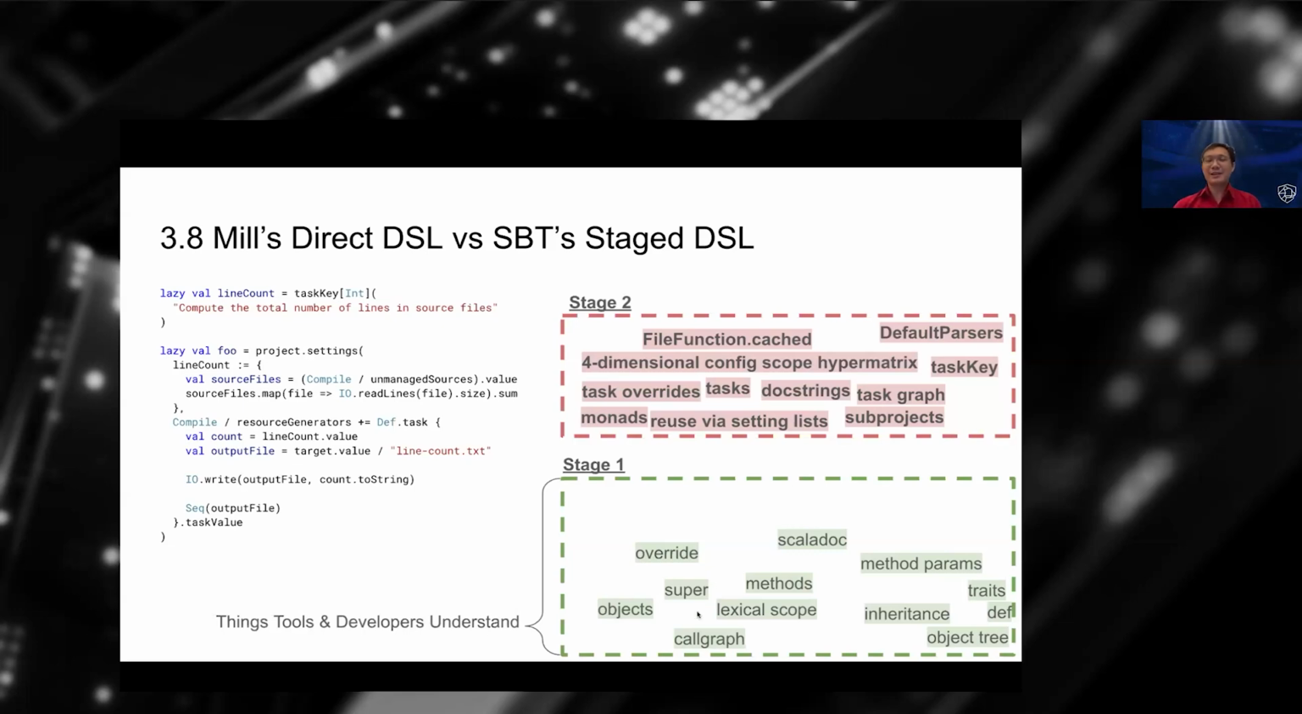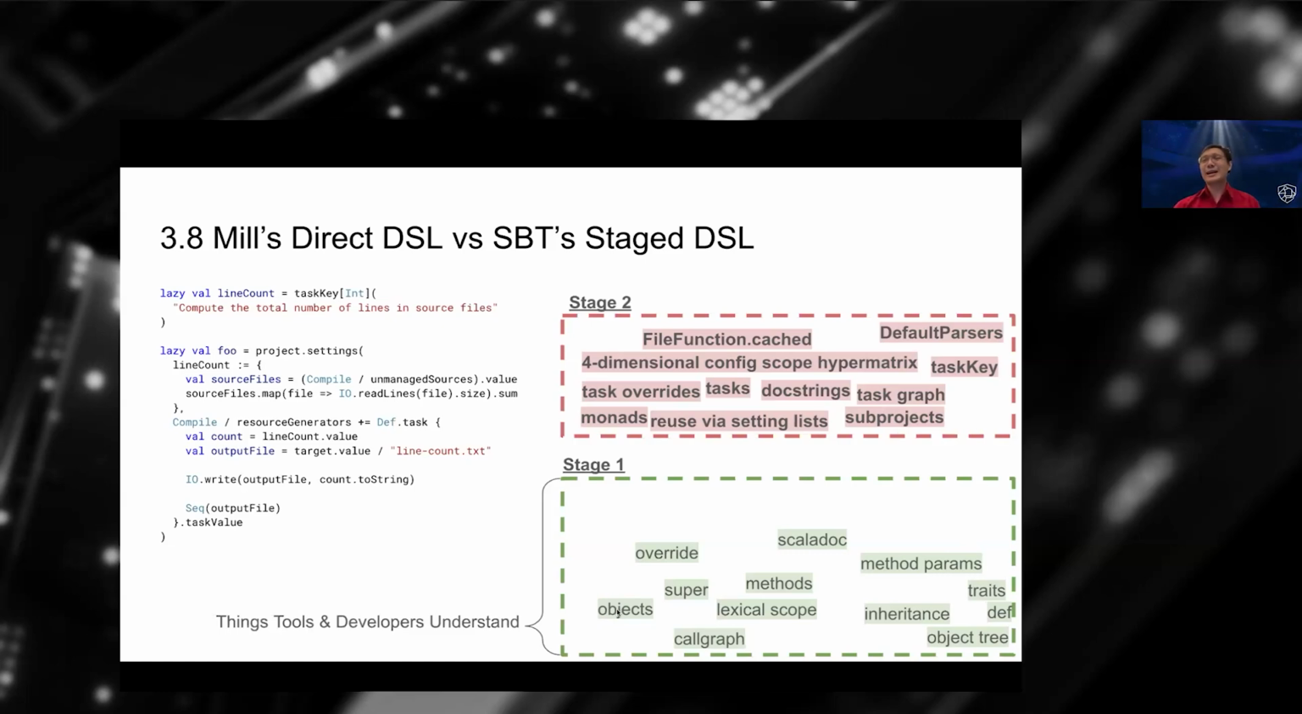The problem is this first program is not enough to actually understand what your build is actually doing. Your first program, all it does is construct a data structure that is interpreted later using the stuff in the top right. And the stuff in the top right are things IntelliJ does not know about. IntelliJ does not know about file function.cache to cache your task outputs. IntelliJ doesn't know that task overrides work differently from Scala method overrides, or that settings lists work differently from Scala traits. IntelliJ doesn't know about the details of how subprojects work and how they differ from normal objects in Scala.